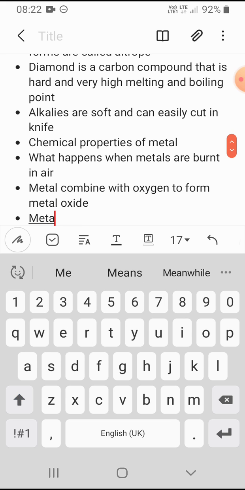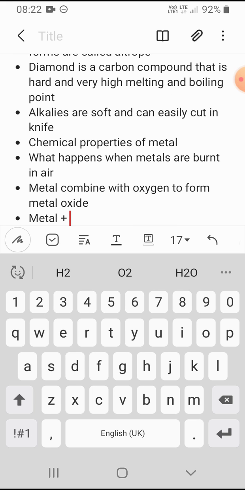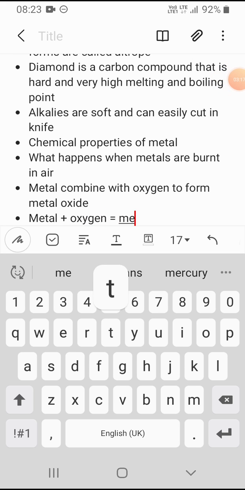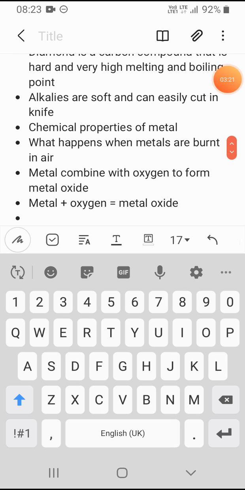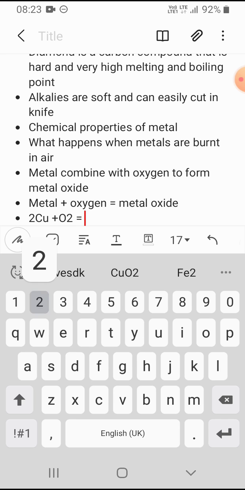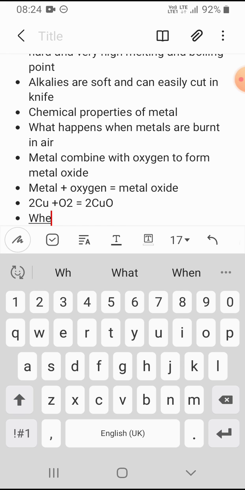So metal is the reactant, plus oxygen, we get metal oxide. The example is 2Cu plus O2 gives 2CuO.